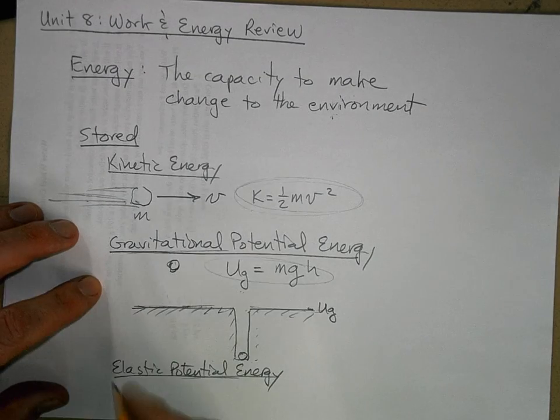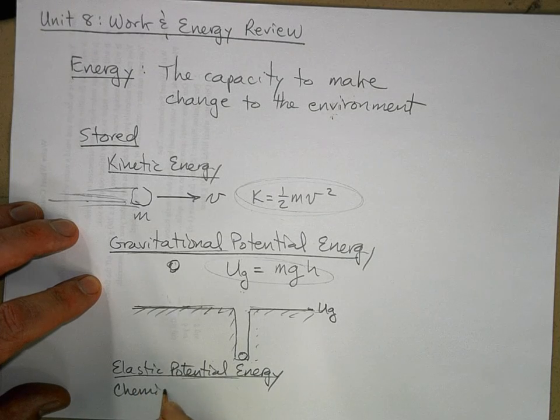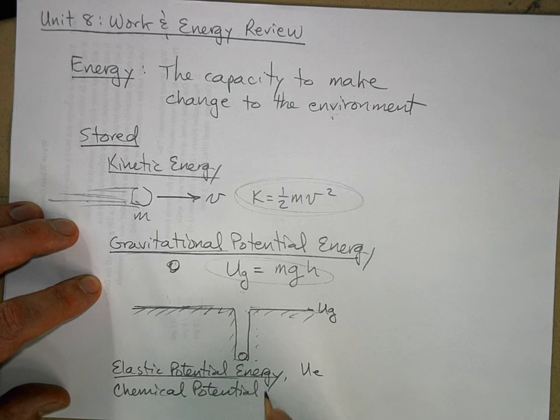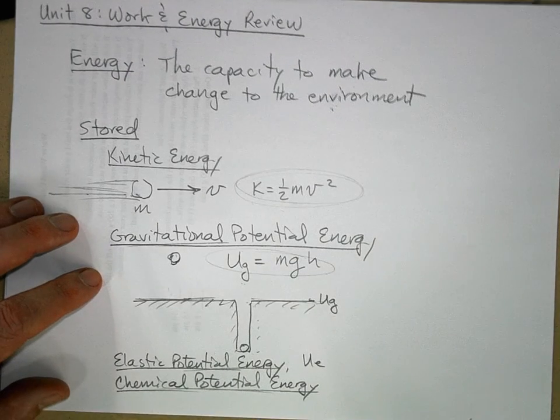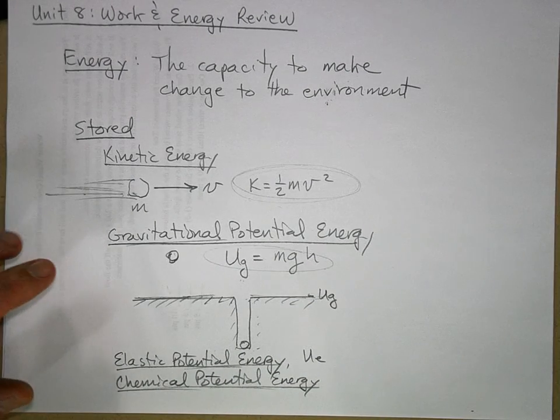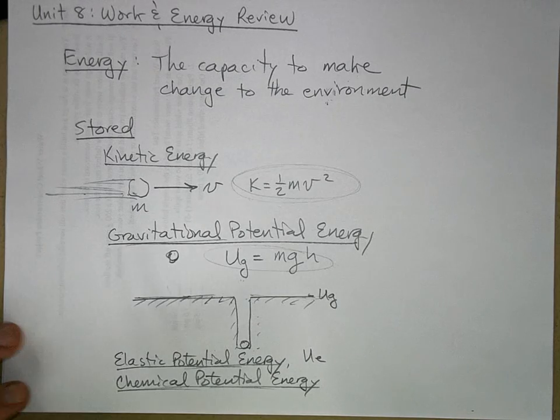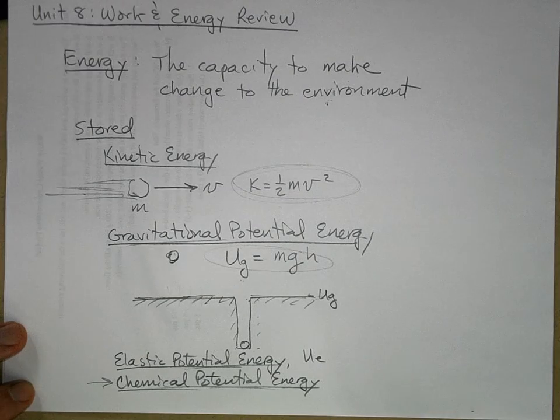Then we have some others. Chemical potential energy, oh, this we call U sub E. Chemical potential energy. Didn't really have a variable name for that. We just talked about it. This is the energy stored up in the way molecules are arranged. Gasoline has a lot of chemical potential energy. Carbohydrate, sugar, that kind of stuff. Very common in biology to talk about chemical potential energy.